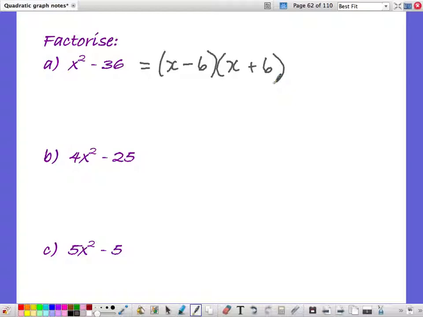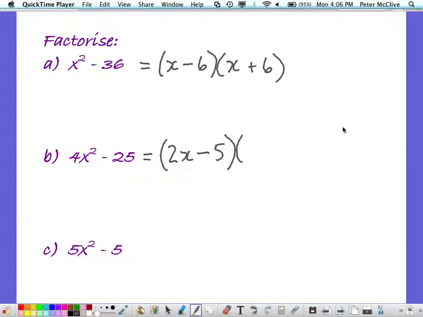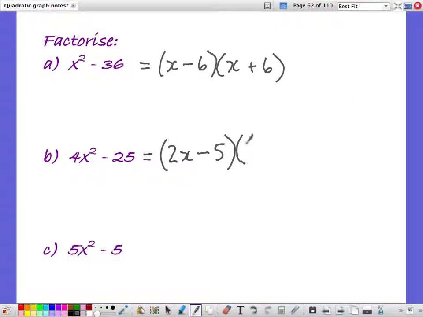What about the second one? See if you can have a go at that. Square root of something plus or minus the square root of something else. So in this case, the square root of 4x squared is 2x, and the square root of 25 is 5. So it's 2x minus 5 and 2x plus 5. That's the way that factorises.